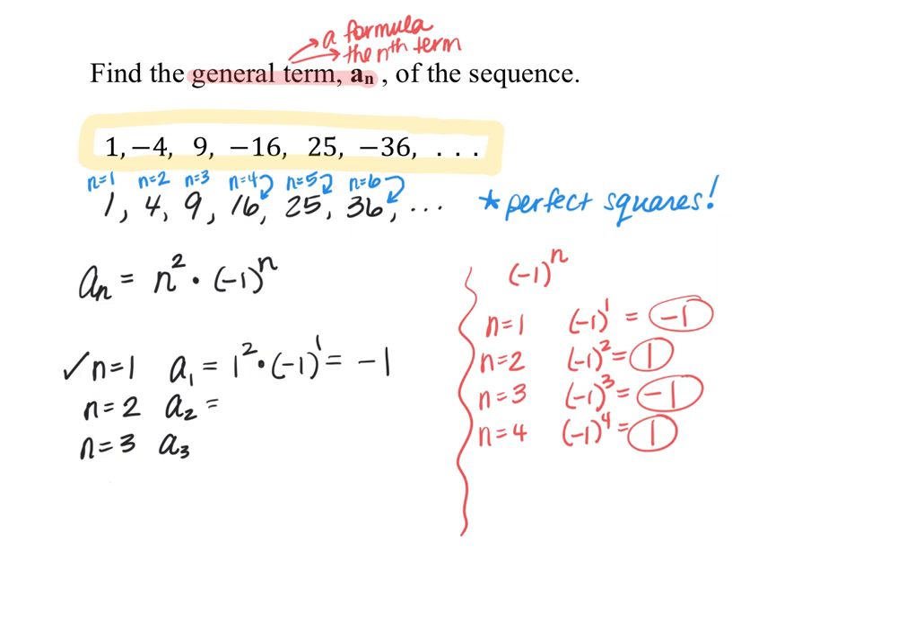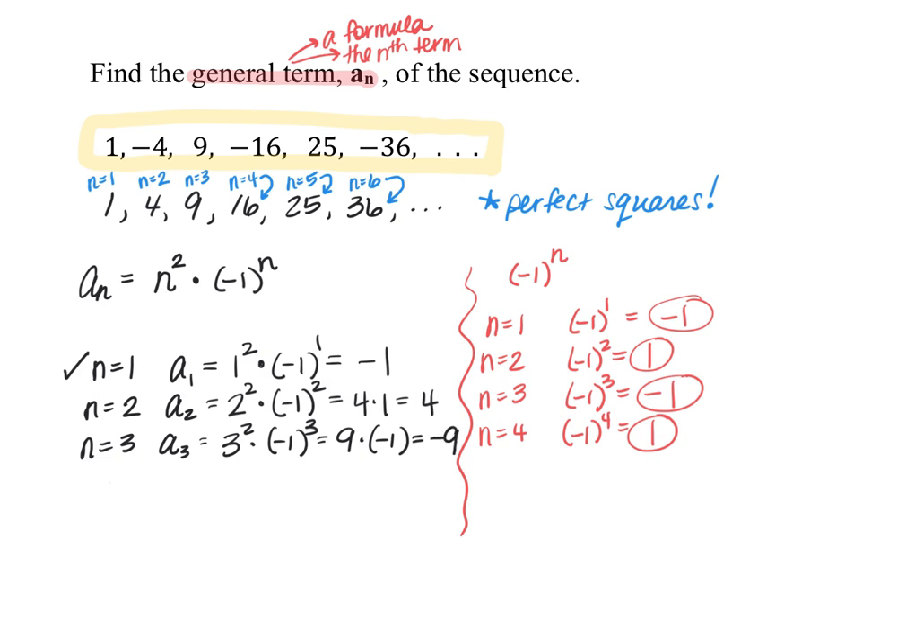A sub 2, plugging in 2, we would have 2 squared times -1 to the power of 2. Well, 2 squared is 4, and -1 squared is positive 1, so that's going to be 4 times 1. That will give me positive 4. And then the third term, by plugging in 3, we'd have 3 squared times -1 to the power of 3. That would be 9 times -1 cubed is going to end up being -1, so that would give me -9.